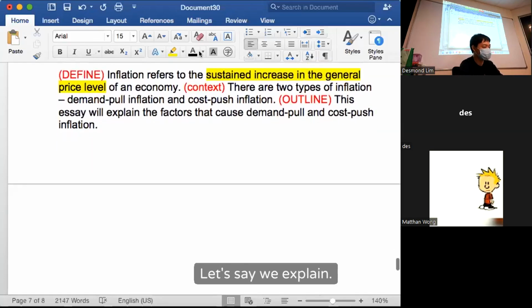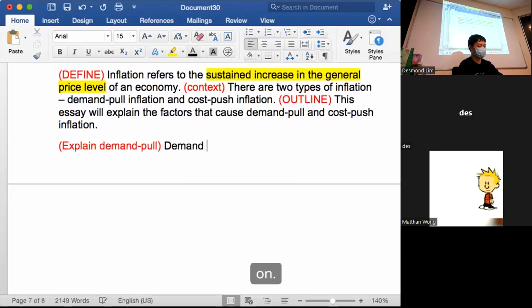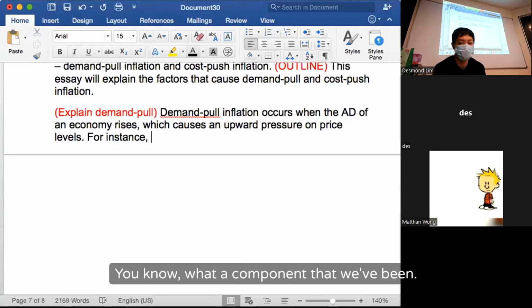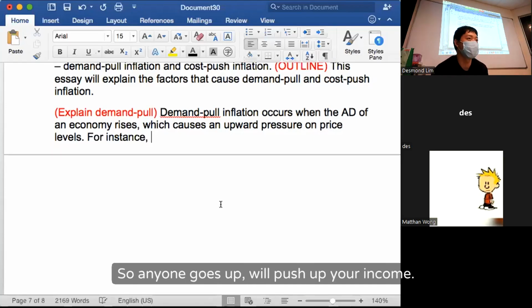Let's say we explain demand. What are the components of AD? Components.